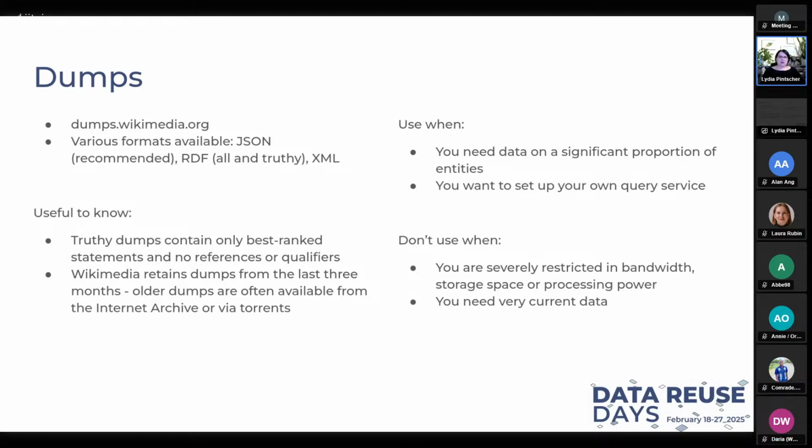On dumps.wikimedia.org, you will find dumps for the last 3 months. After that, you will find them, for example, at the Internet Archive and via torrents. You want to use the dump if you need a significant proportion of all the entities on Wikidata, if you want to do large-scale analysis, for example. You also need it if you want to set up your own query service to basically bootstrap it.